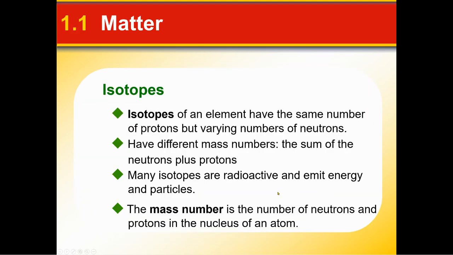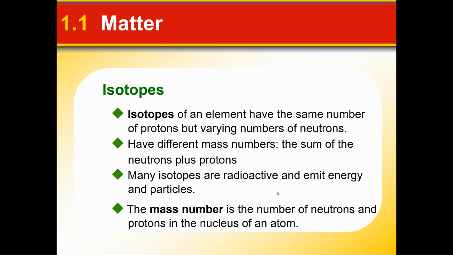Remember, isotopes of an element have the same number of protons but a varying number of neutrons. Isotopes also have different mass numbers. The sum of the neutrons plus the protons is the mass number, so isotopes have a different mass number. For example, carbon-12 and carbon-14.